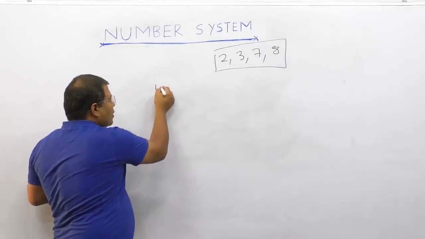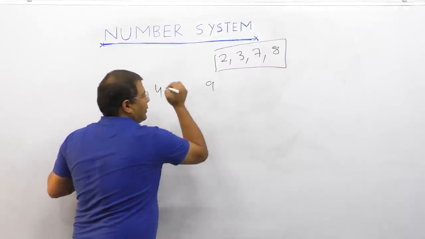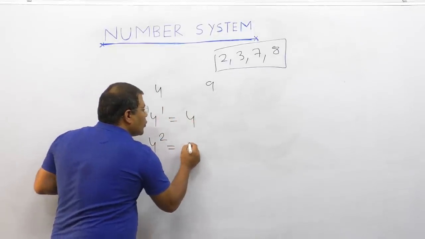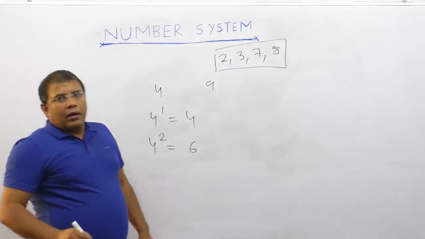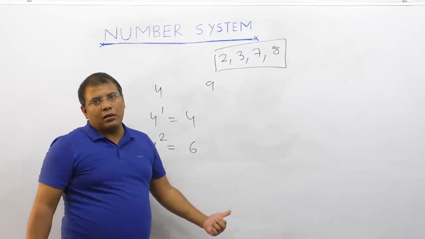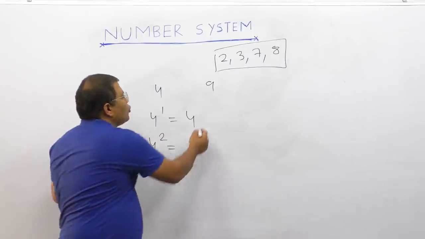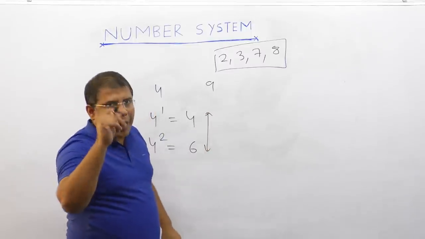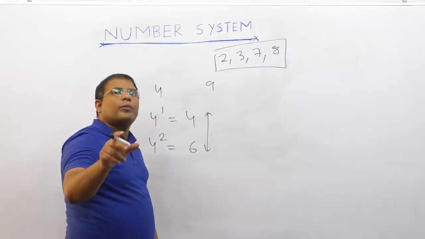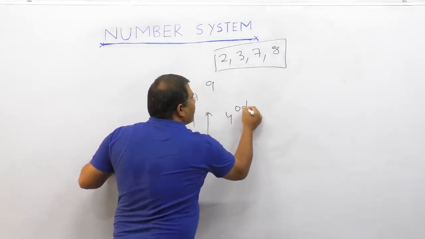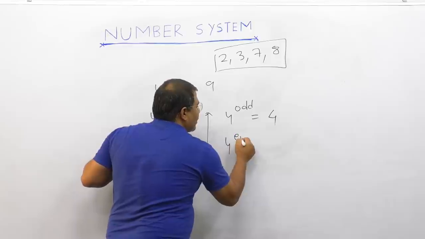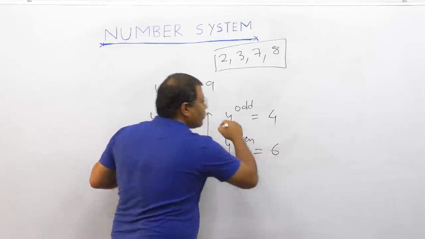The numbers are 4 and 9. When you do 4 to the power 1, you get 4, and 4 to the power 2, you get 6. 4 to the power 3, once again 4, and 4 to the power 4, once again 6. So here the power cyclicity is 2. We will say 4 to the power odd and 4 to the power even. When 4 is raised to an odd power, the last digit will be 4, and for an even power, it is going to be 6.